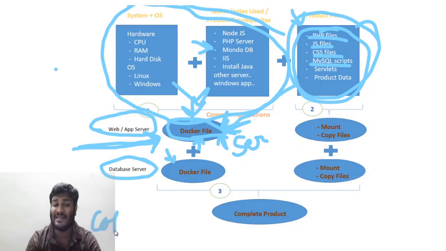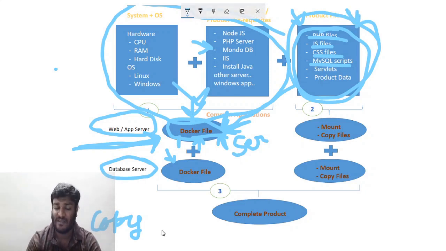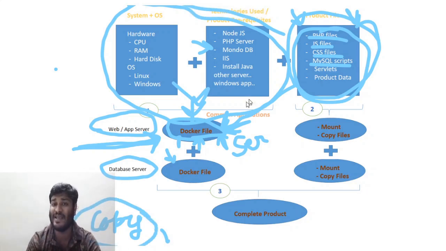But we can write a command, say the copy command. So we will write a copy command in this Docker file, which will say that all these product files are present on my system. They are present on my system. Just copy them from my system to the container.